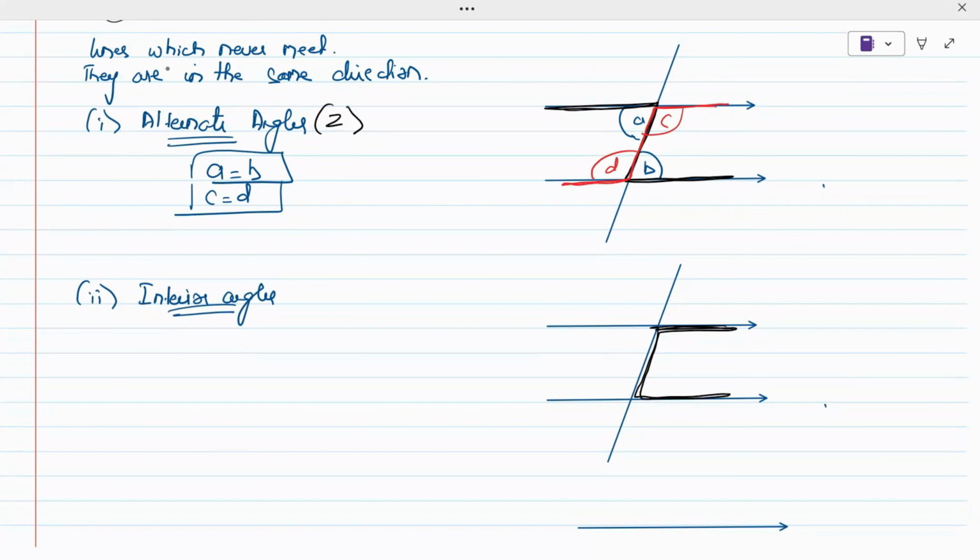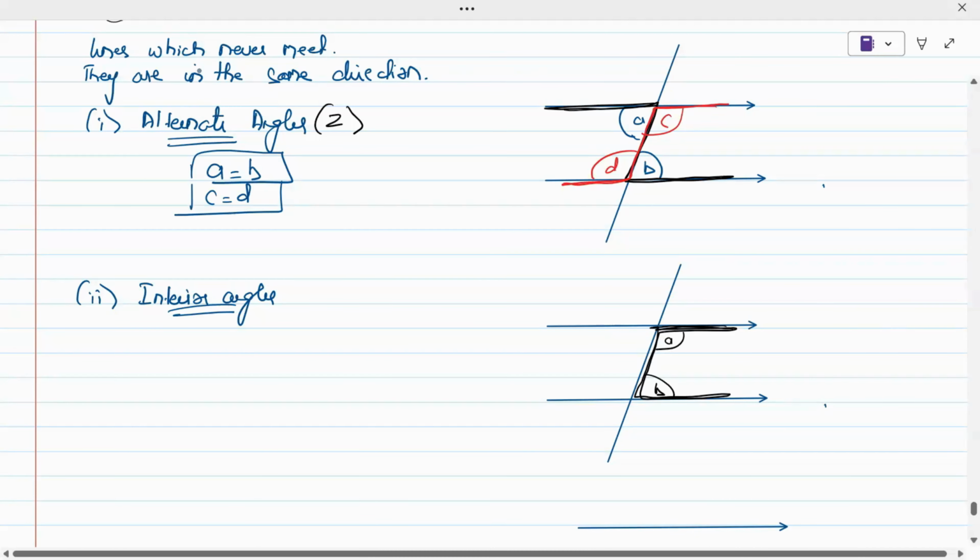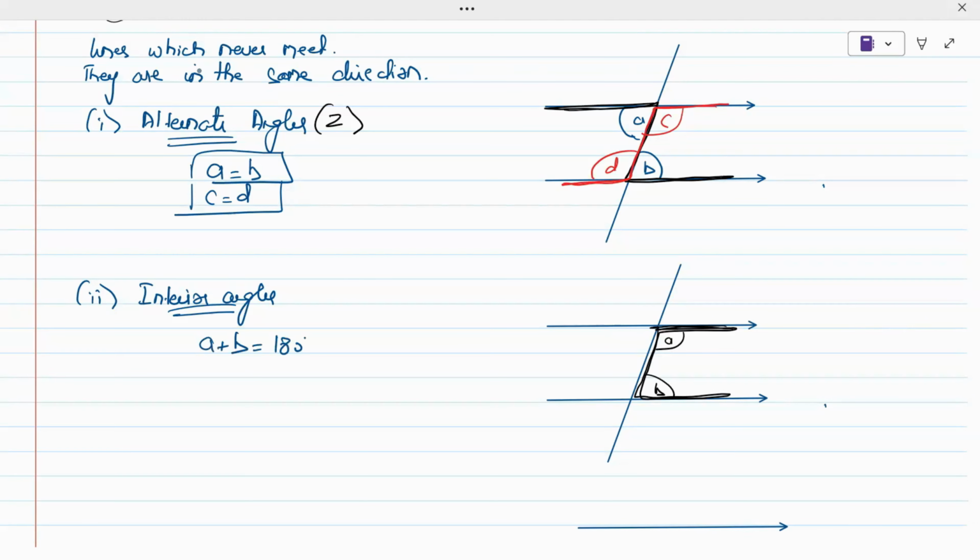And for letter C, for example, this is A, this is B. So A and B being the interior angles, they would be supplementary to each other. Supplementary to each other means they would add up to 180 degrees. So if you know one of the angles, you can always find the other angle by subtracting from 180.